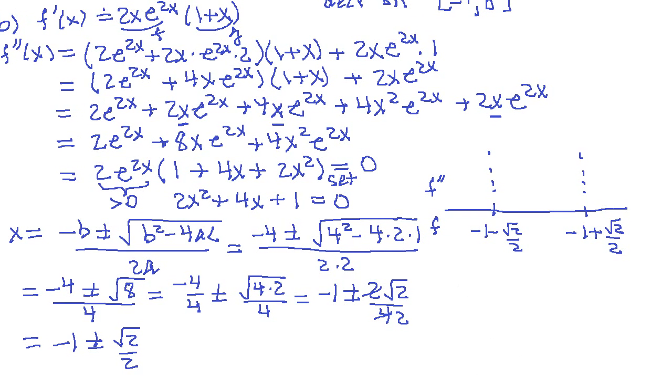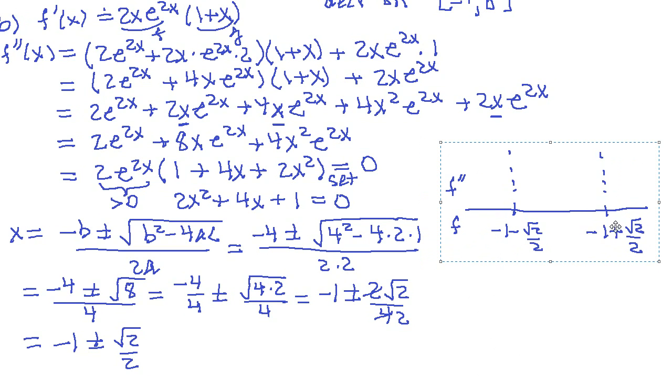So let's give ourselves a little bit more room here. Okay, so for test numbers, well, root 2 over 2 is about 0.7, so this is negative 1.7. So we could pick negative 2. In between these guys, negative 1 plus 0.7 is about negative 0.3 approximately, so we could pick a negative 1 there, and then we could pick a 0 over here.